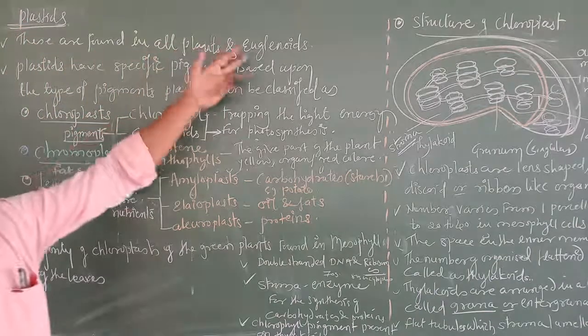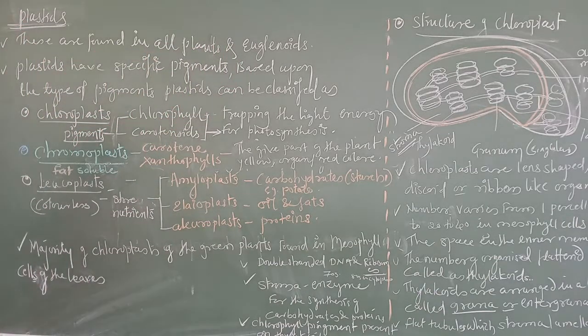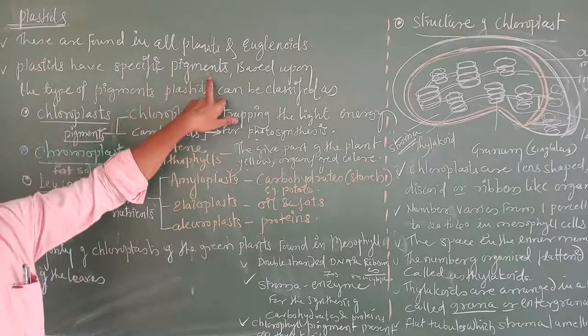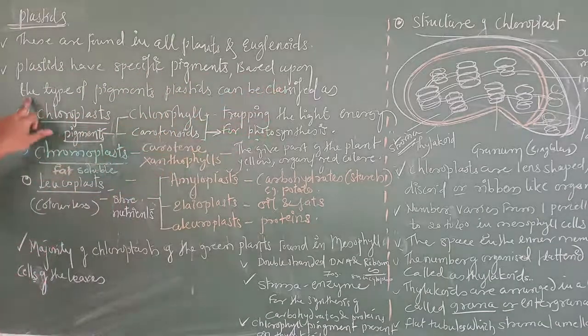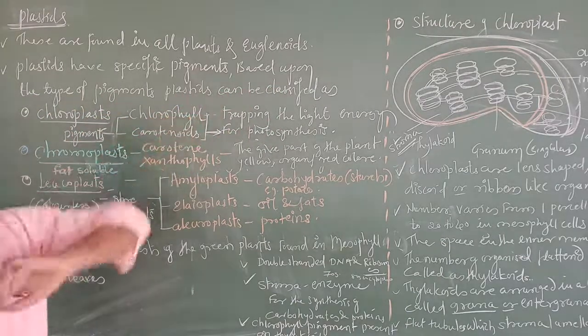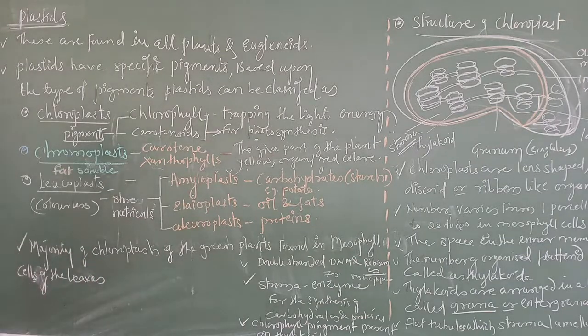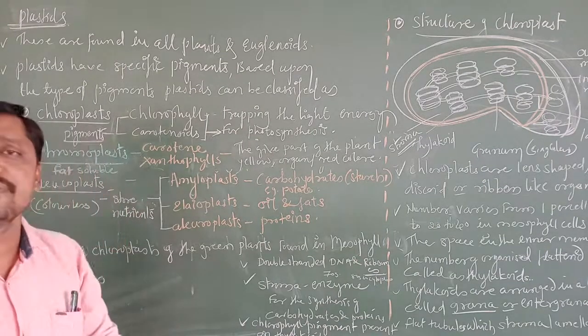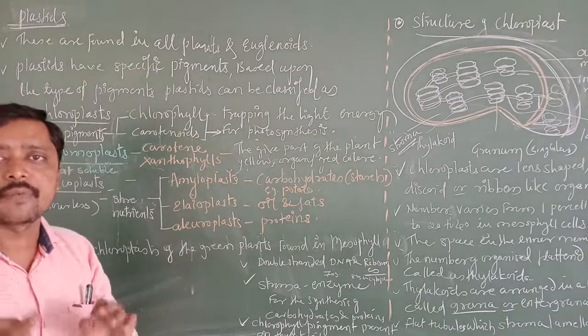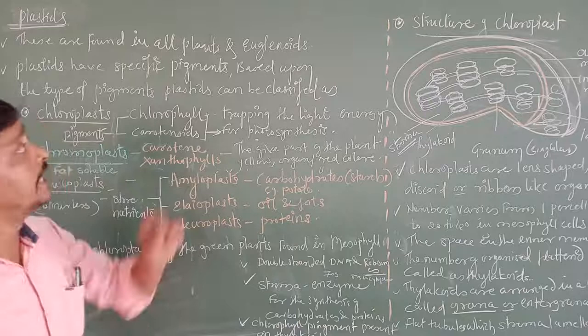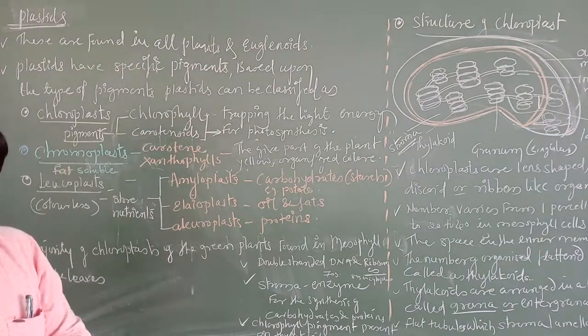Plastids are found in all the plants and euglenoids. Plastids have specific pigments, and based upon the type of pigments, plastids can be classified. This is very important. First thing is what I told you: plastids are membrane bound organelles, and these plastids are present in all the plant cells and euglenoids.